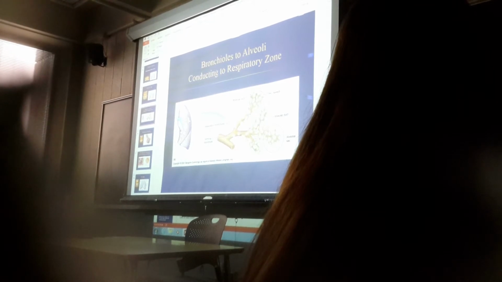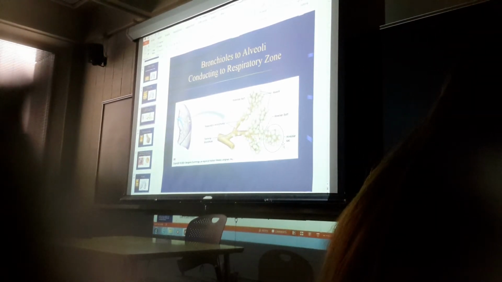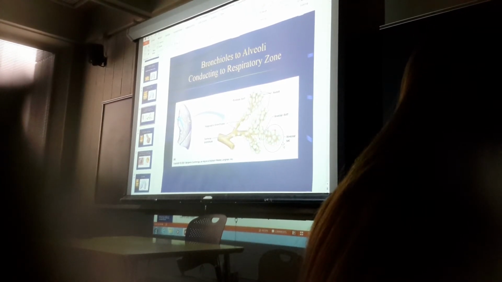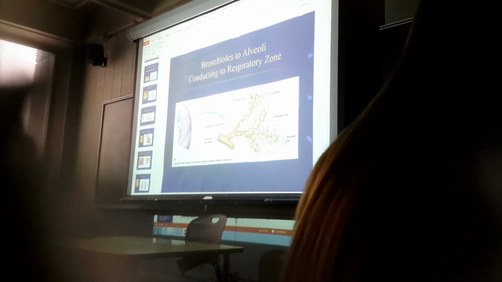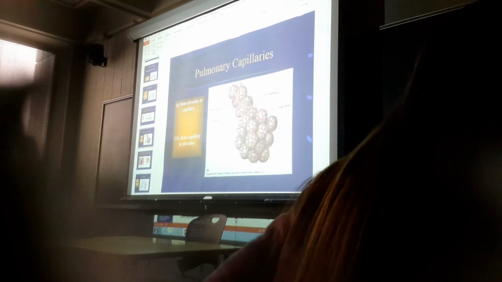So we're branching, branching, branching 23 times. And at the end of those branches, we call them the terminal branches, we have these little grapes. So an alveoli is like a cluster of grapes. The alveolar sac is a cluster of grapes. And then each individual grape on there does gas exchange. So we have the cluster, and then we have the individual alveoli. Each individual grape is an alveoli. And they are very richly surrounded with capillary beds, and that's where oxygen and carbon dioxide get exchanged through that bed. Now we're into the respiratory zone.